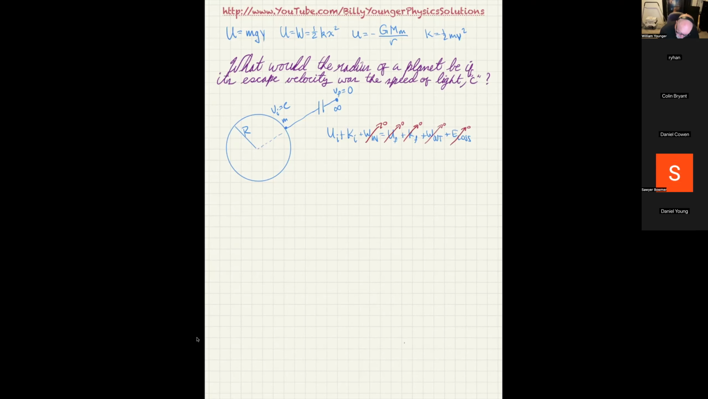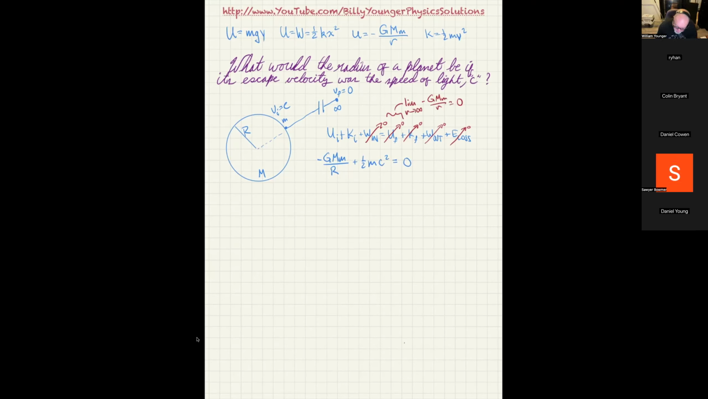So lo and behold, what do we get is negative G big M, that's the mass of the planet, times little m divided by the radius of the planet, plus 1/2 m, and this time instead of v we're using c, squared, and that's equal to zero. In reality, just in case y'all don't necessarily understand this, this is the limit as r approaches infinity of negative G M m over r, which I think you see is equal to zero. So that's what really happened to that first term on the right.